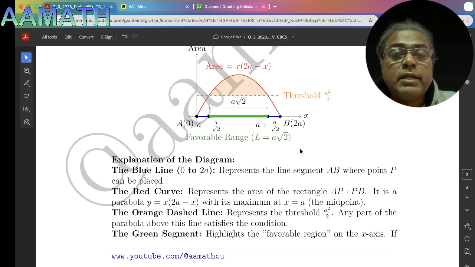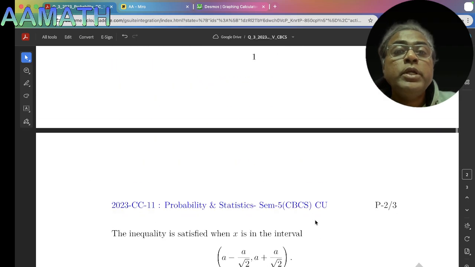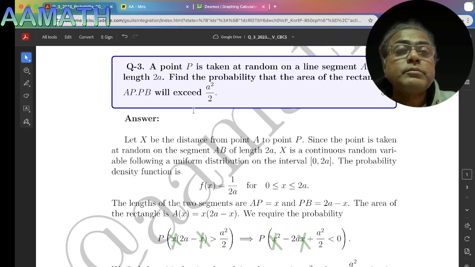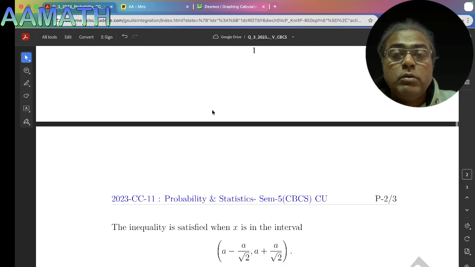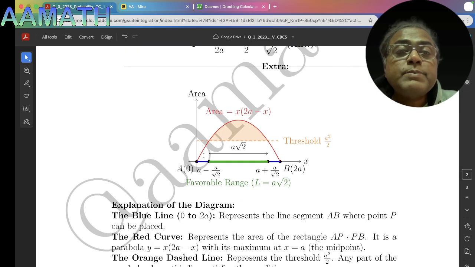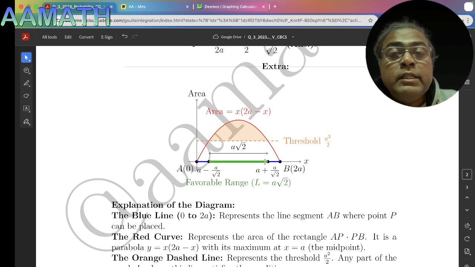The orange dashed line represents the threshold a square by 2, because we want to find where the area of the rectangle will exceed a square by 2. So at this point, this height is a square by 2. We want to find the area greater than a square by 2. For that, P lies in this green segment.